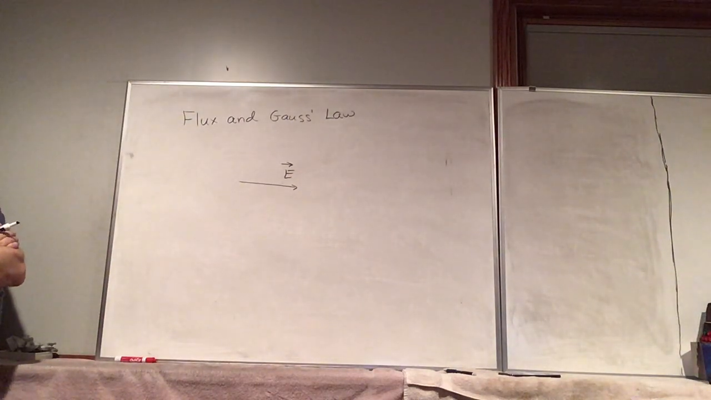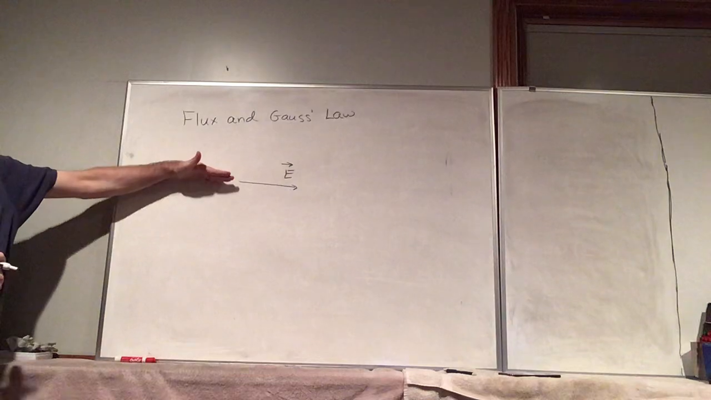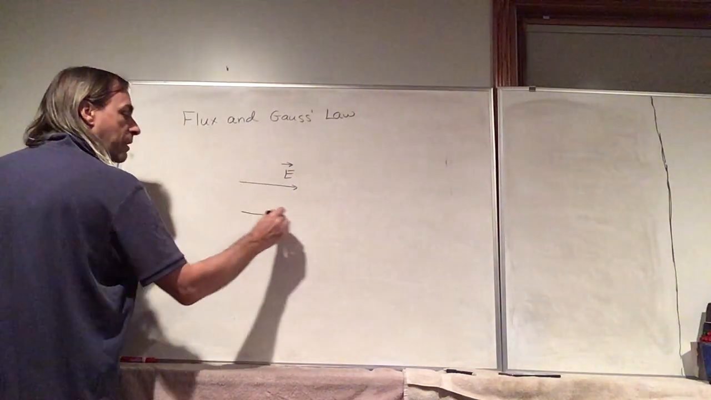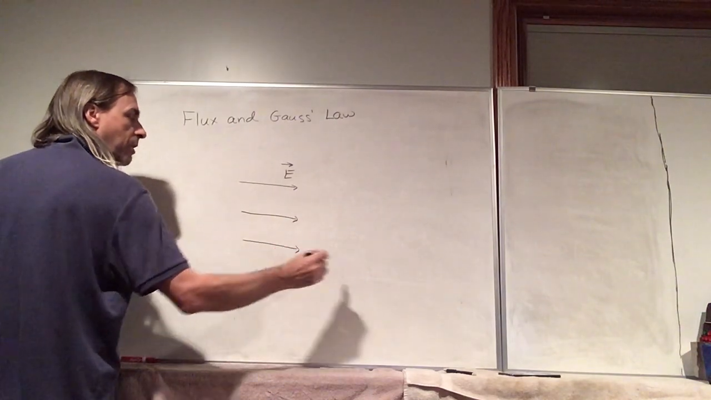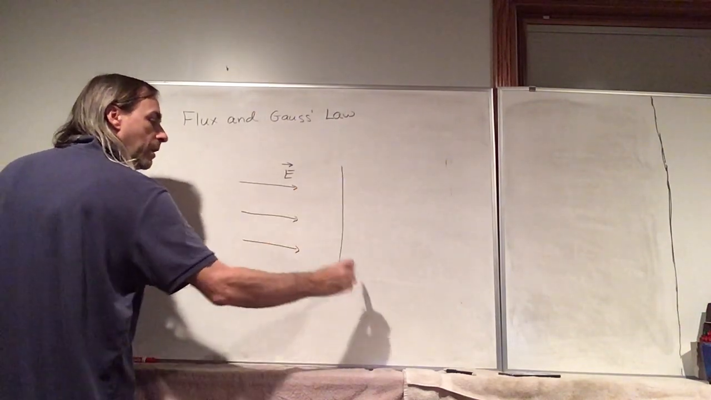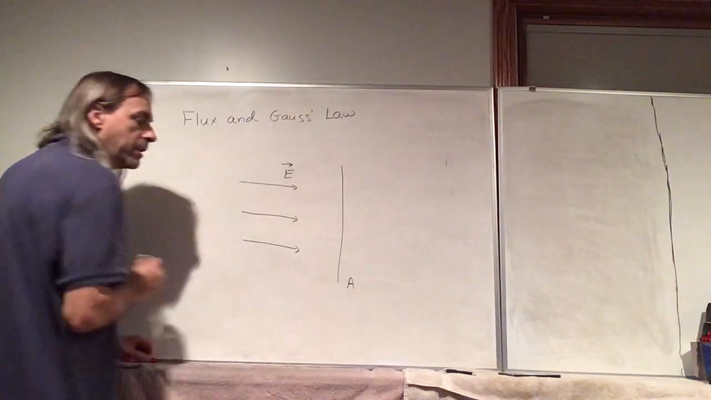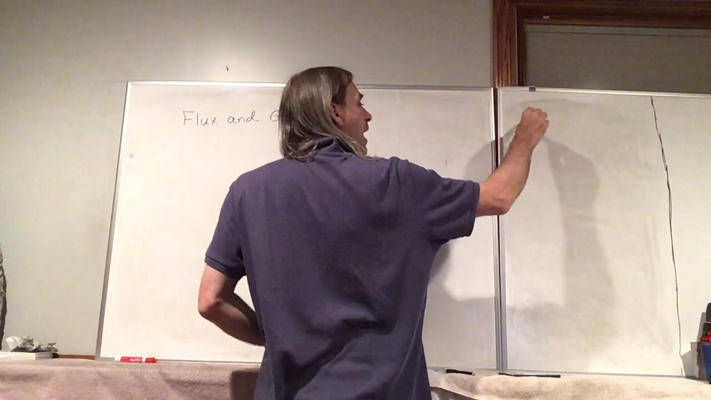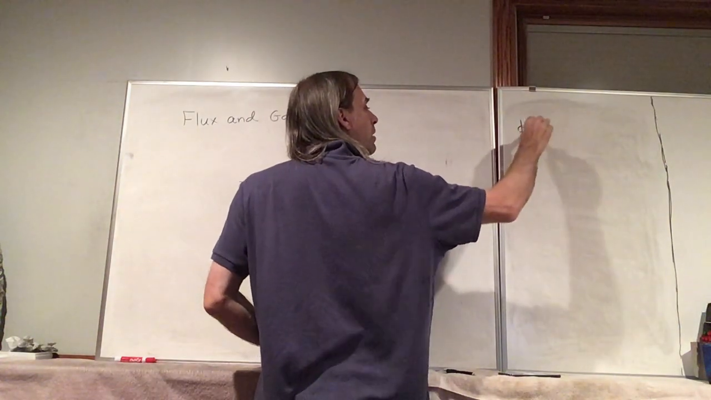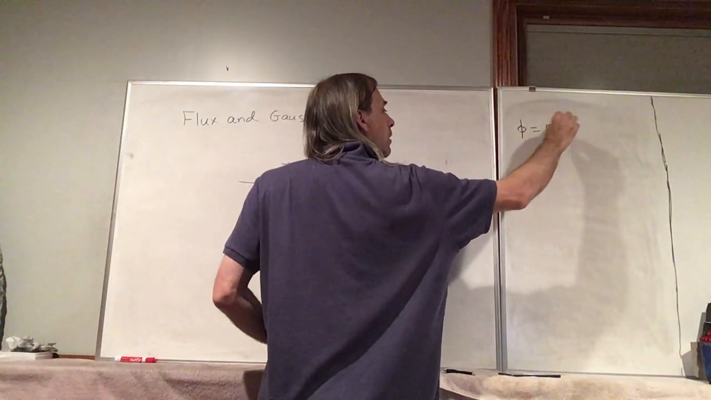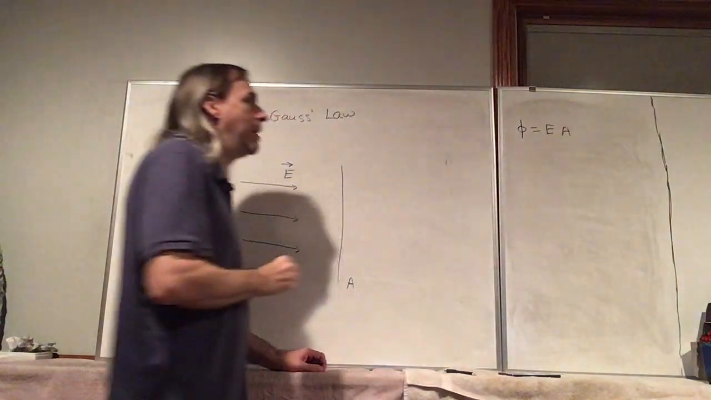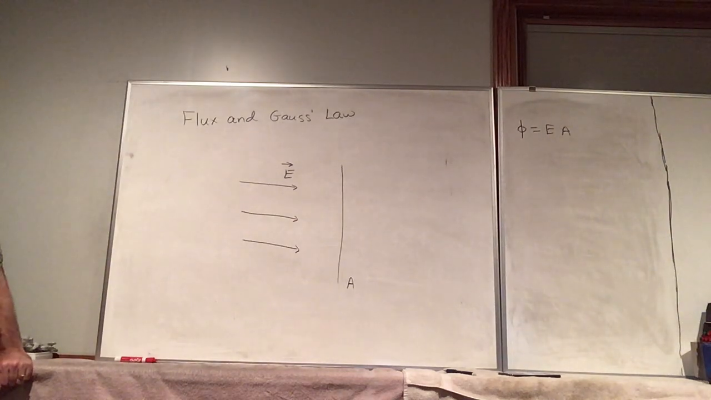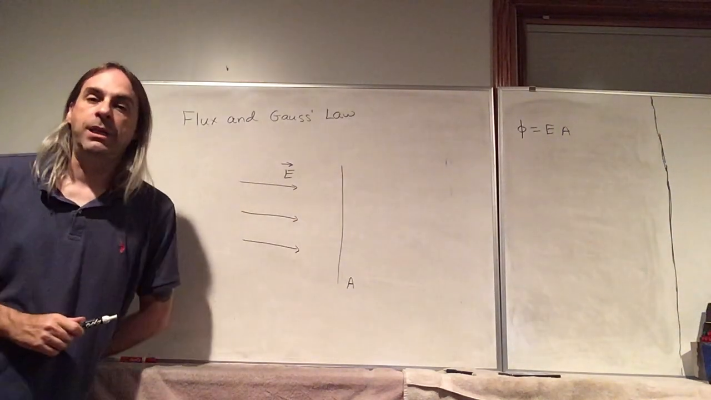So we have an electric field. I just drew one arrow for the electric field line, but again, here I'll draw a few more. It's constant in some region, so these are electric field lines. And say we cross a surface that has an area A. And for now, I'm going to define the flux to be E times A: the magnitude of the electric field times the area.